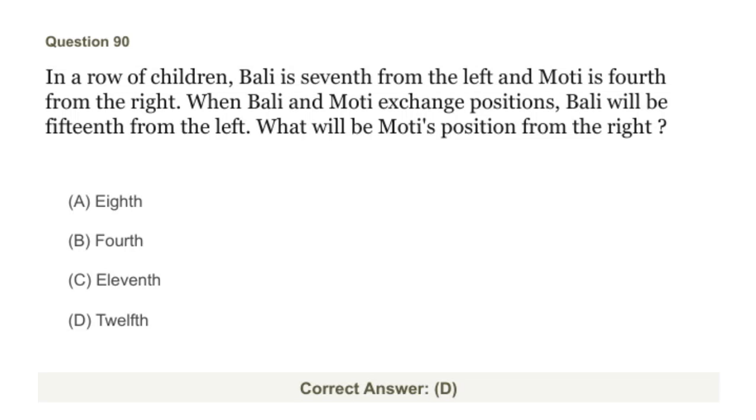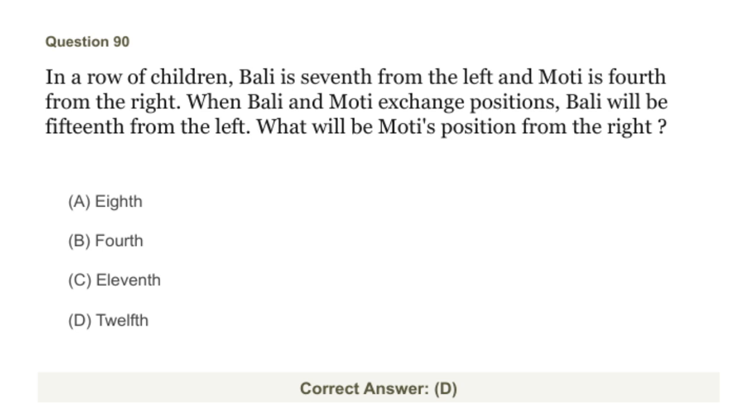Let's analyze this problem carefully. We know that Bali is 7th from the left in a row of children, and Modi is 4th from the right. When Bali and Modi exchange positions, Bali will then be 15th from the left. The key here is to understand what happens to Modi's position from the right after the swap.